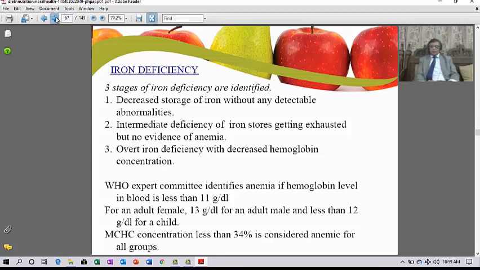below normal. The WHO expert committee identifies anemia if the hemoglobin level in blood is less than 13 gram percent for an adult male, 12 gram percent for an adult female, and less than 11 gram percent for a child. MCHC concentration less than 34% is considered anemic for all groups.